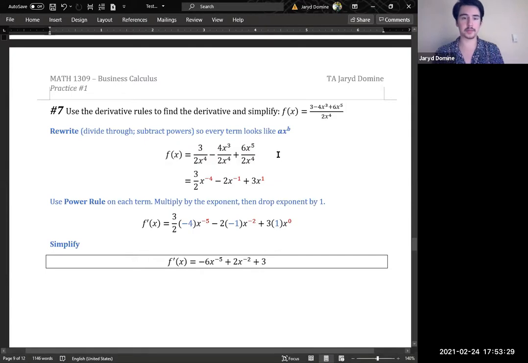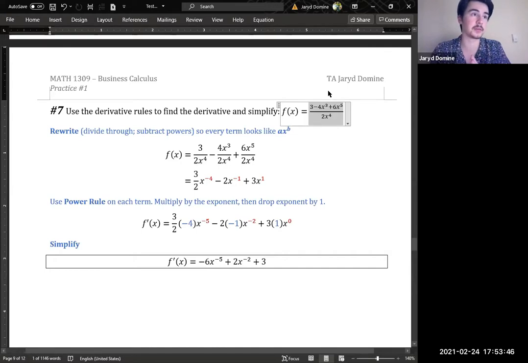Okay, number 7. This is exactly the same as 5 and 6. 2 steps. First one is rewrite it. And then second step is use the power rule on each term. So this time we're given a big fraction. So the top is 3 minus 4x cubed plus 6x to the 5th, and the bottom is 2x to the 4th. And so you have to know how fractions work in order to simplify this.